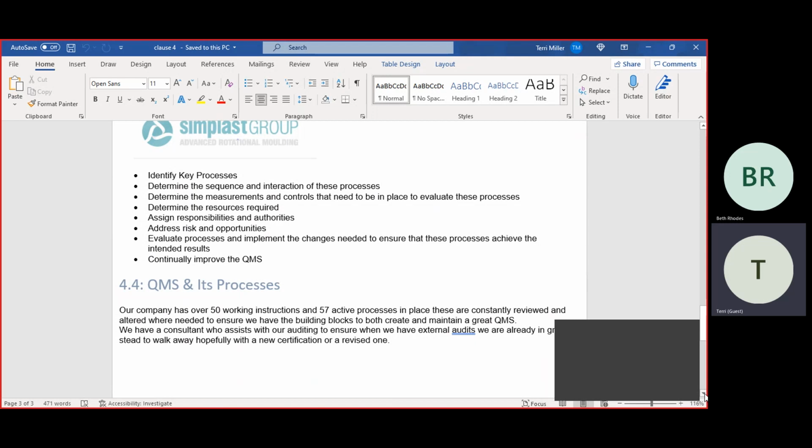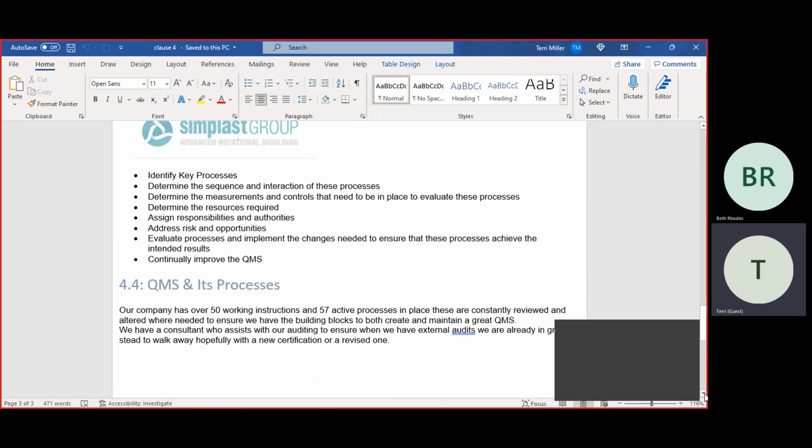4.4, QMS and its processes. So as I've just said, our company has over 50 working instructions. Working instructions are great because they're ever changing. A process needs to be structured and not change. I mean, you can review it, but a working instruction is much more flexible. And 57 active processes in place.